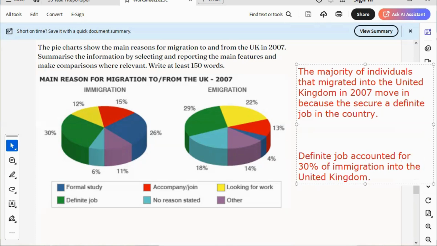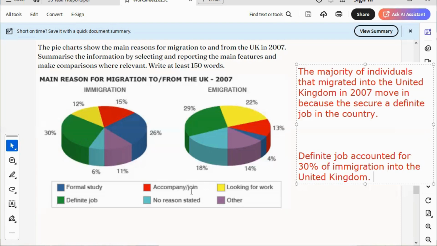What's the meaning of definite job? Your sentence should be clearer than this. So they moved in because they secured the what? They secured a definite job. Hope you get my point now. Look at this one for color red. Accompany, join. What does that suggest?